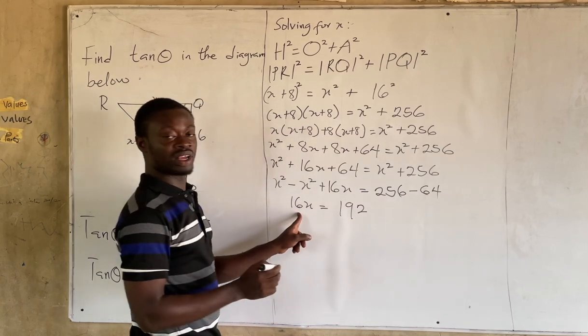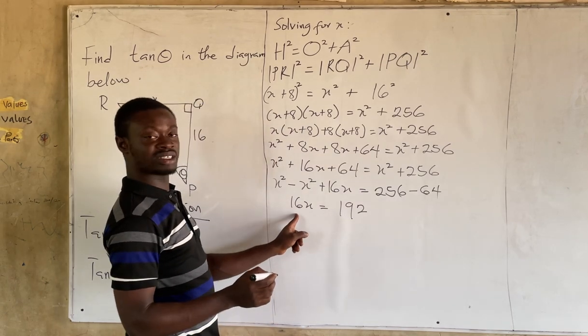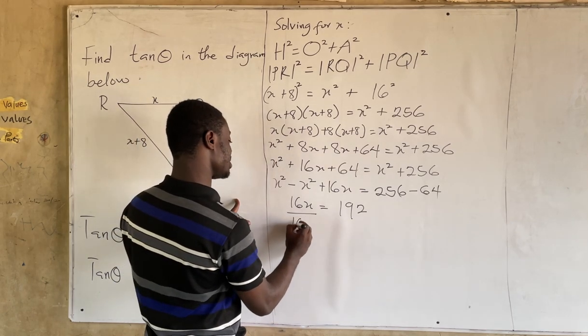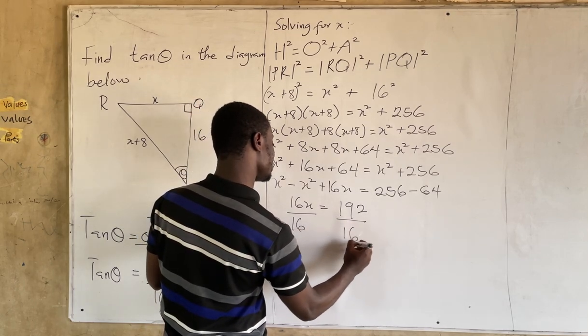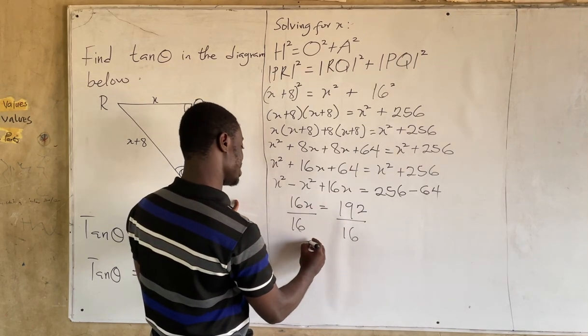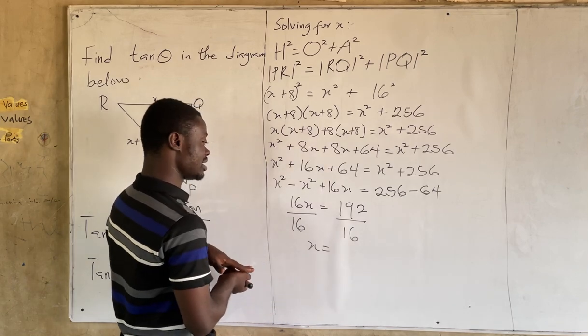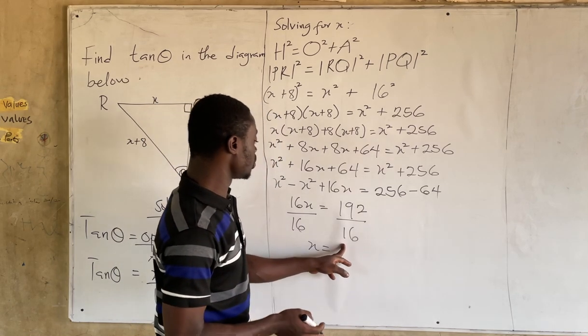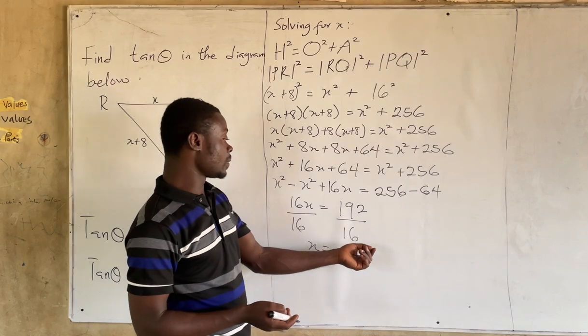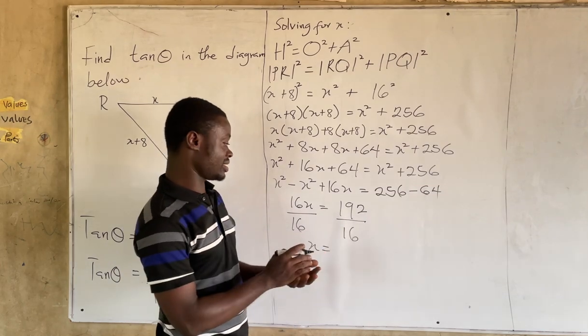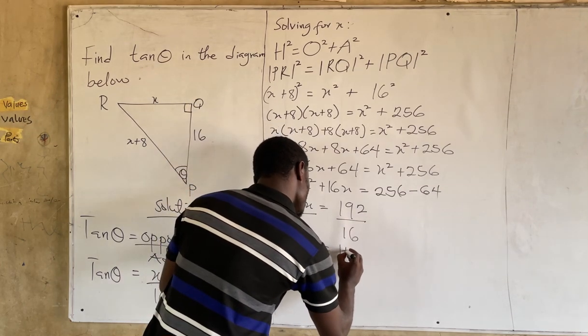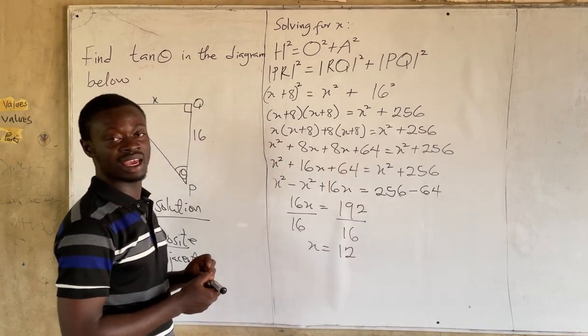Now I want the value of x, so let's divide both sides by 16. Here over 16, here also over 16. This one cancels this, then we get x equal to, 16 goes into 192 12 times. So we get x equal to 12. Therefore, the value of x is 12.